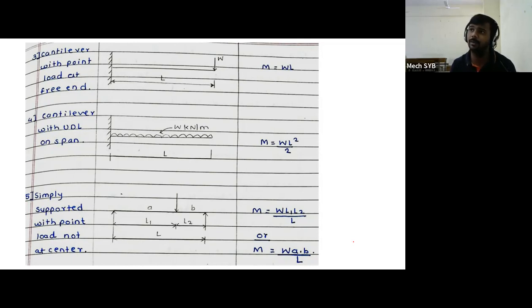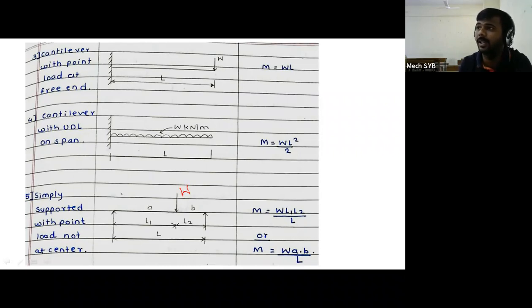And the fifth case also I have shown here: simply supported with point load not at the center. म्हणजे simply supported मध्ये जर तुमचा point load सेंटरला नसेल तर त्या ठिकाणी त्याचा M कसा काढायचा त्याचे पण फॉर्म्युले दिलेले आहेत. जर तो सेंटरला असला असता तर L/2 आला असता डायरेक्ट, म्हणजे परत तुमची केस नंबर 1 झाली असती. But here the point load is not at the center. So here this W is not at the center. So it is at a distance L1 from the left side and L2 from the right side. So L1 is not equal to L2 here.